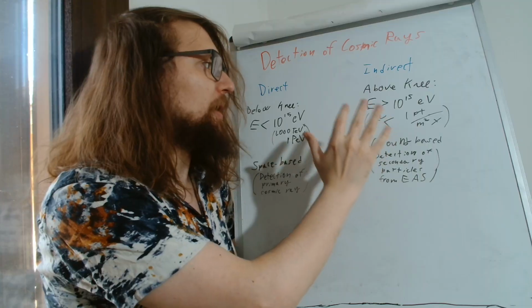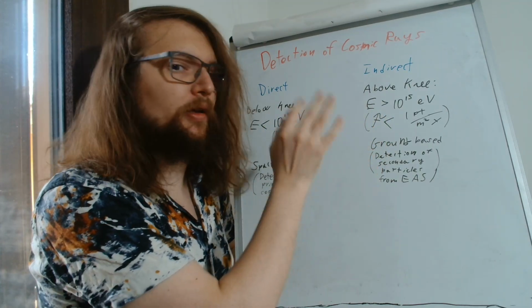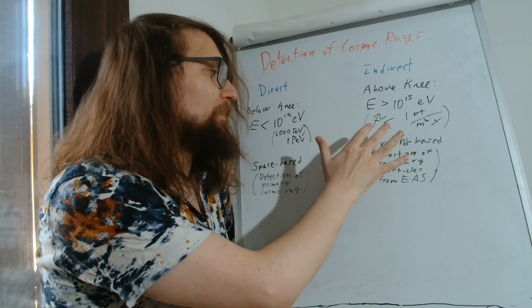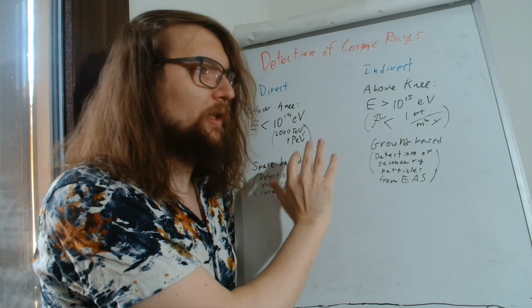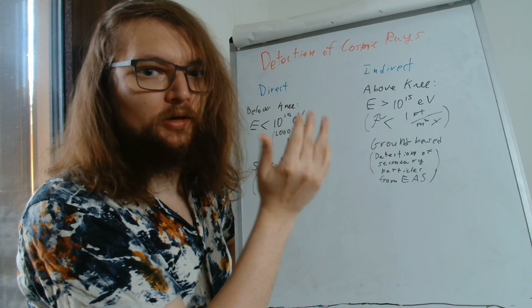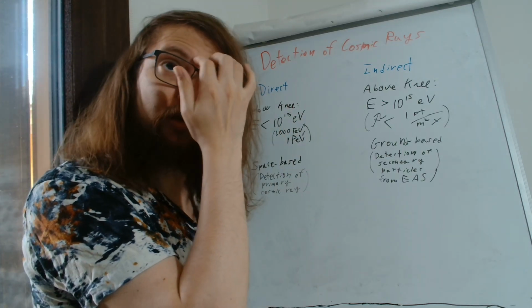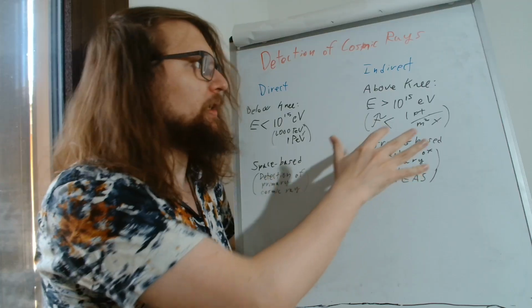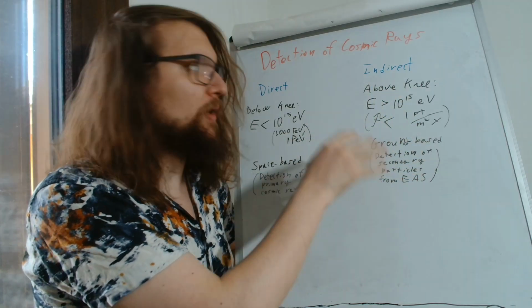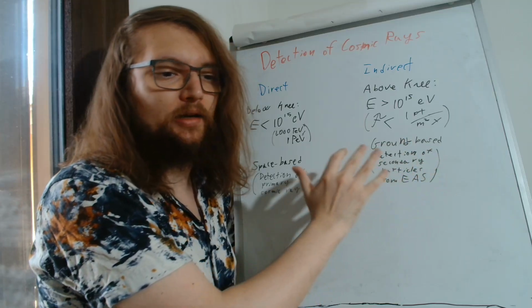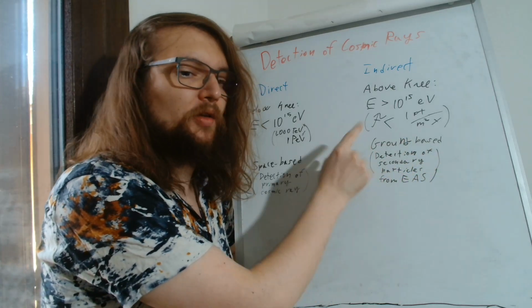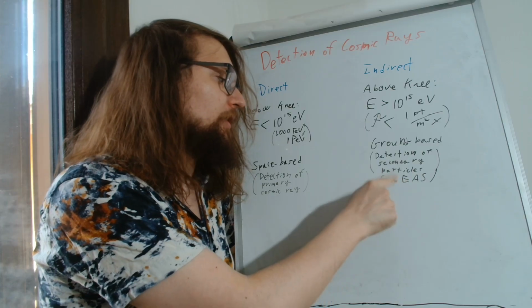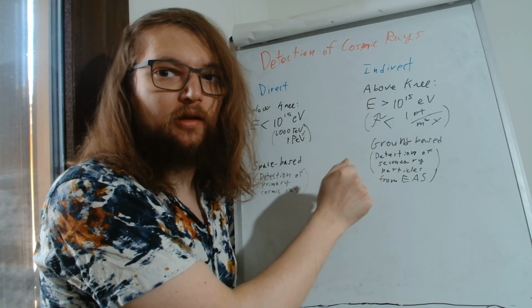This is for energies above 10 to the 15 electron volts, because the flux here is, as we have seen in the last video, less than 1 particle per square meter per year. So this means that with a space-based detector, which are of the order of the square meter of aperture, we would detect only 1 or few particles per year of this type. So in order to have more data, we need to use ground-based detectors. So we detect not the primary cosmic ray, but we detect the secondary particles from the EAS, the extensive air shower initiated by the cosmic ray.